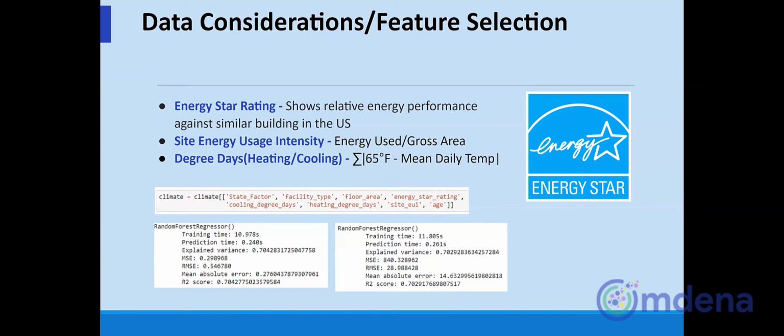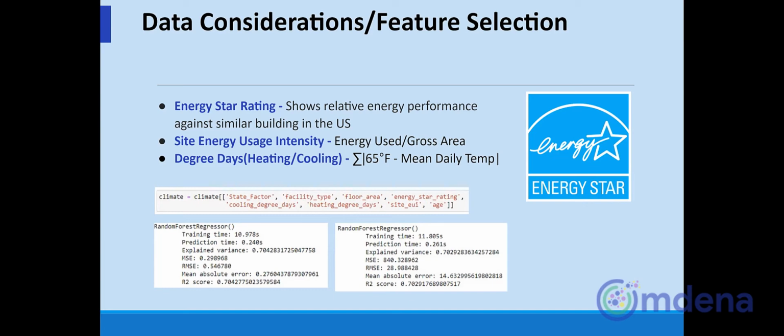I looked a little bit more deeply at what Energy Star rating and site energy usage were, and the degree heating and cooling days. My actual background is in building and facility maintenance, so I have domain knowledge specific to this. Energy Star rating is just a relative performance metric.